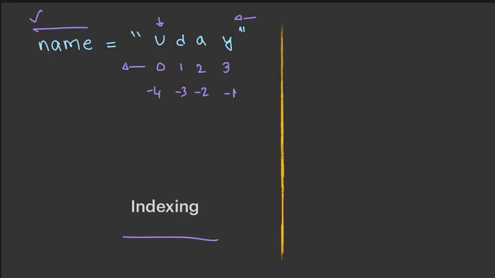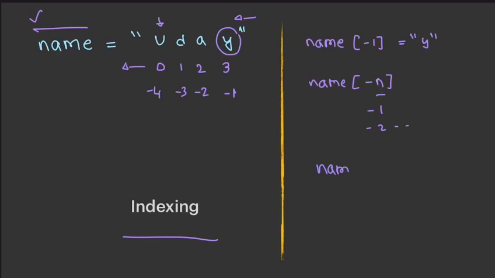If you want to obtain the character present at the last index, it can be simply obtained by writing name of -1, which is y in this case. So irrespective of the length of the string, you can obtain the nth character from the end by just specifying -n. It can be -1, -2 and so on. It is very simple that if we want a particular character at an index of 2, we can specify it with name of 2 and so on.